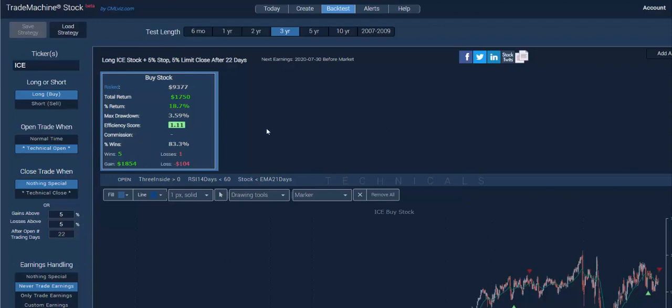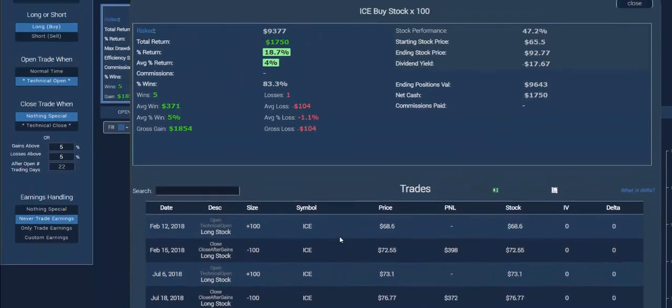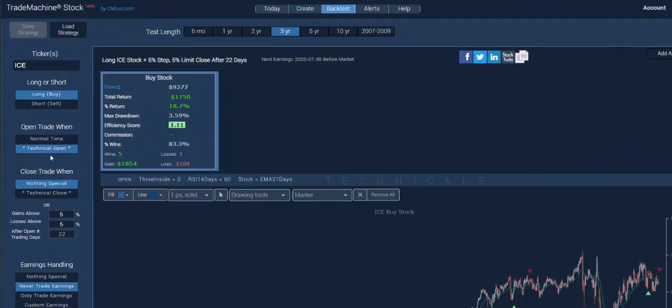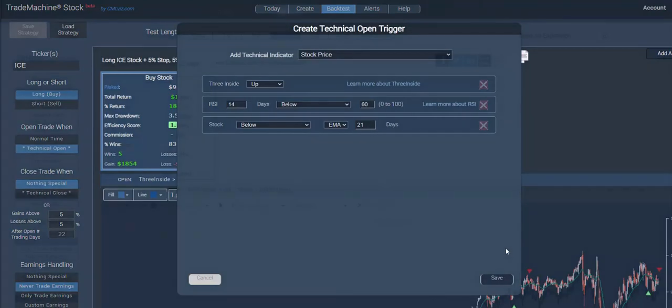This triggered yesterday on July 7th, 2020, but it's also an interesting trade to keep an eye on, so we can just tap Add Alert and we will get notified by email or by text or both every time ICE meets these technical requirements. Of course, you can always tap on the backtest tile to see every single trade in the backtest for all of the details. And you can always click the Technical Open button to see what exactly the technical conditions are.